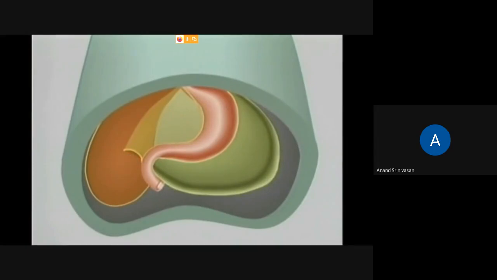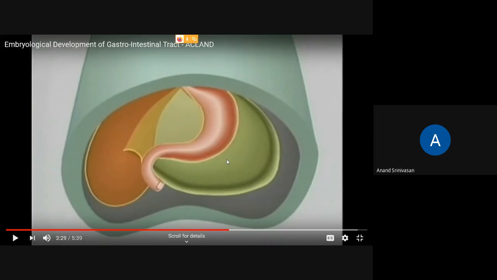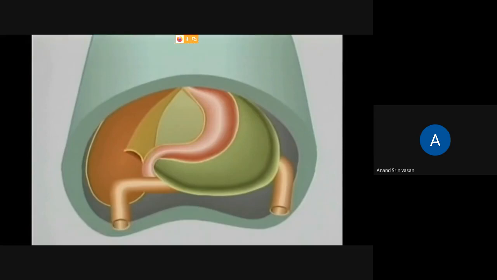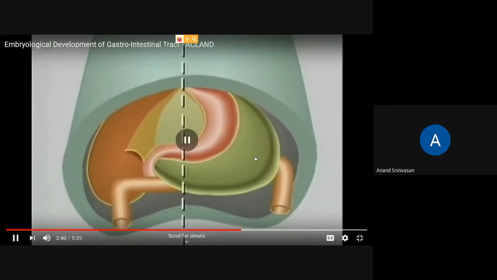To see how the greater omentum develops, we first add the transverse colon to the picture. The dorsal mesogastrium hangs down in front of the transverse colon. To follow its growth, we look at a sagittal section made in this slice. So initially, you can see the dorsal mesogastrium is extending down, which forms the greater omentum.